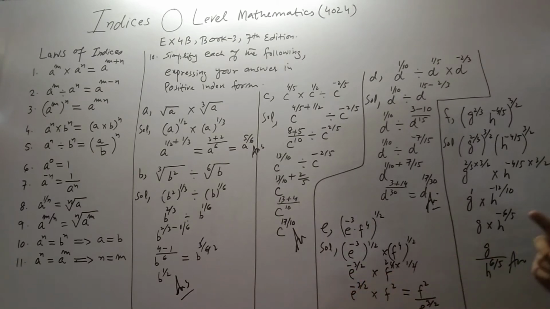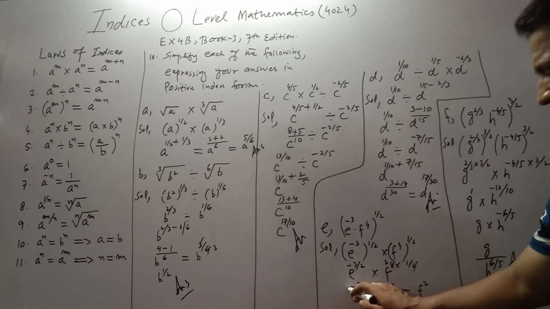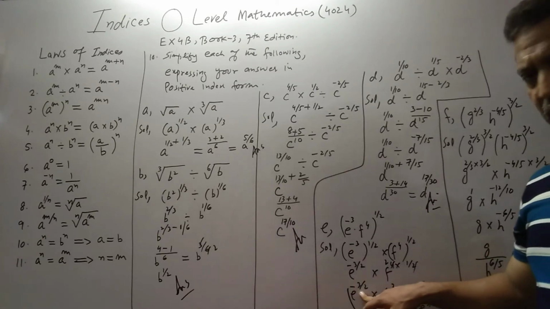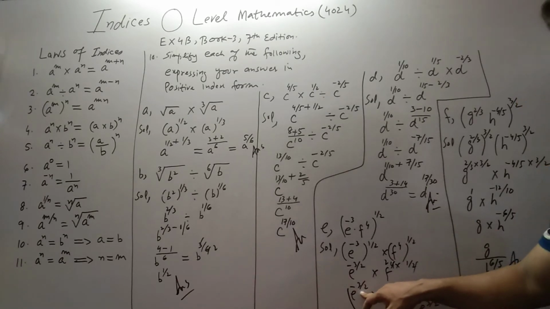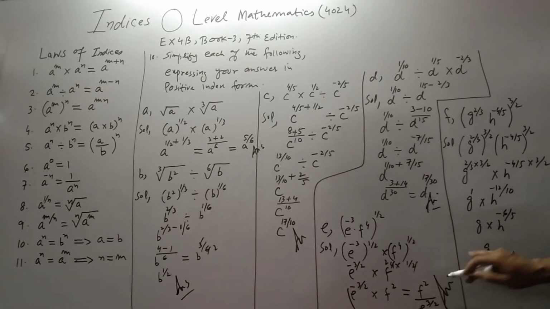The requirement is not fulfilled, therefore we must move this e to the power minus 3 upon 2 to the denominator. Therefore the sign is changed, e to the power minus 3 upon 2 becomes e to the power 3 upon 2. So f square upon e to the power 3 upon 2 is our final answer.